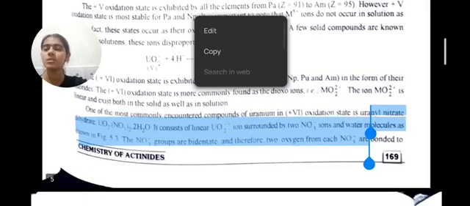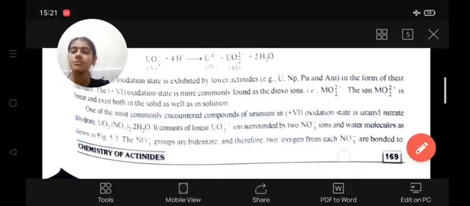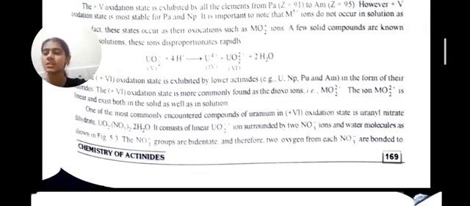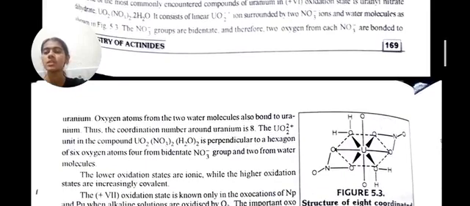One of the commonly encountered compounds of uranium in the +6 oxidation state is uranyl nitrate dihydrate. It consists of the linear UO2 2+ ion surrounded by two NO3- ions and water molecules, as shown. The NO3- groups are bidentate, and therefore two oxygens from each NO3- are bonded to uranium. Oxygen atoms from the two water molecules also bond to uranium. Thus, the coordination number around uranium is 8.